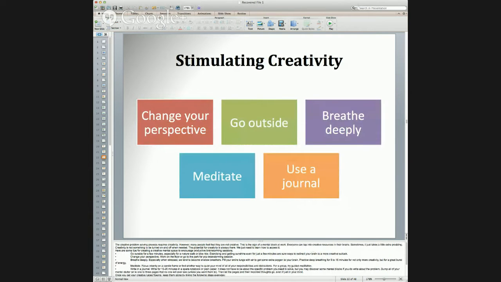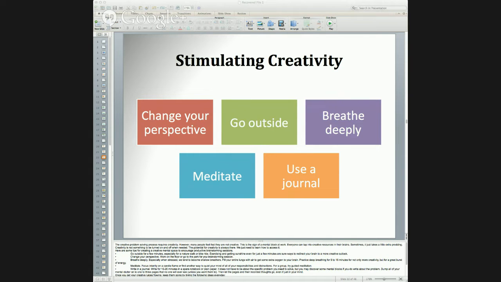Stimulating creativity. The creative problem-solving process requires creativity. However, many people feel that they are not creative. This is the sign of a mental block at work. Everyone can tap into creative resources in their brains. Sometimes it just takes a little extra prodding.